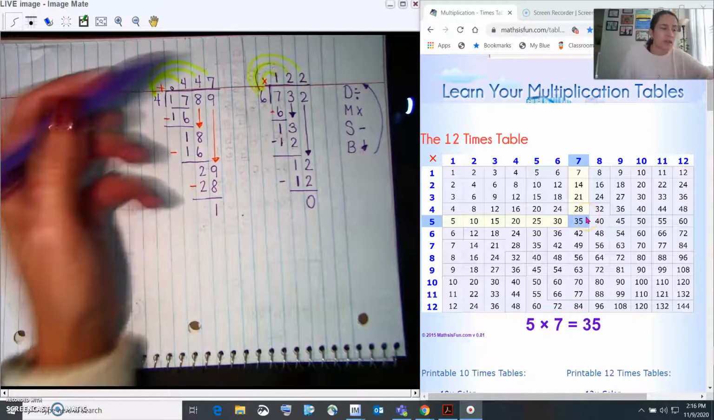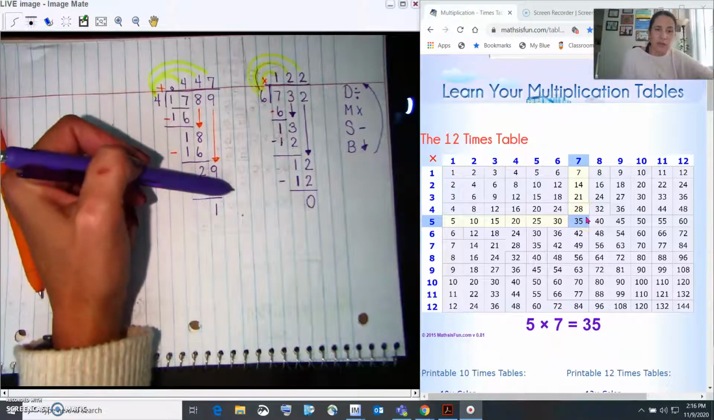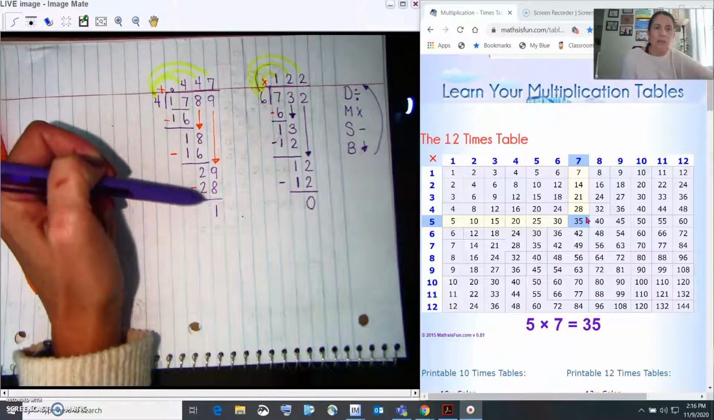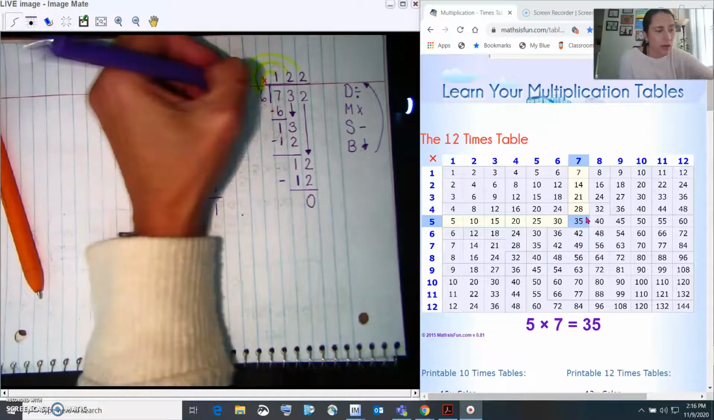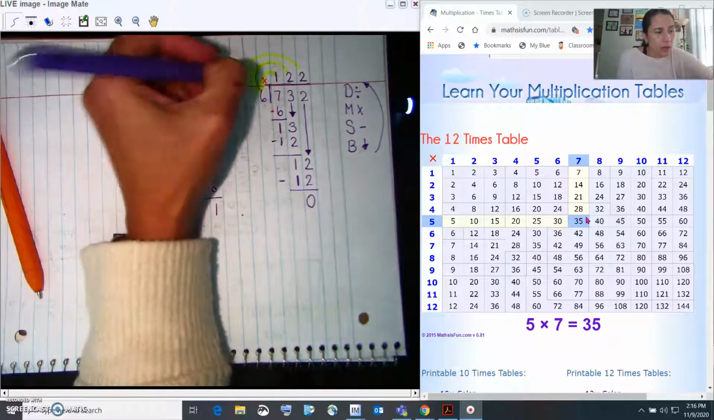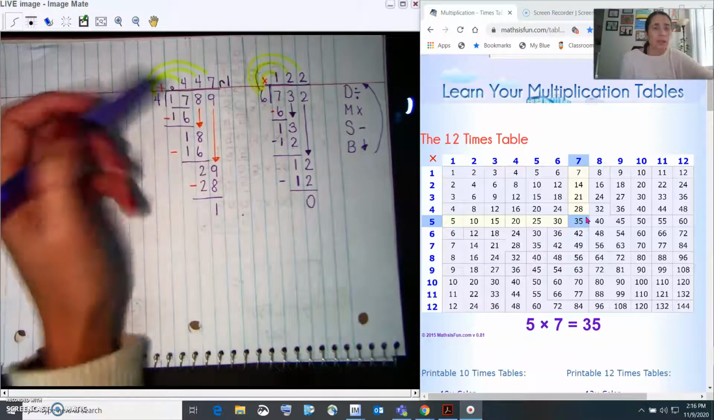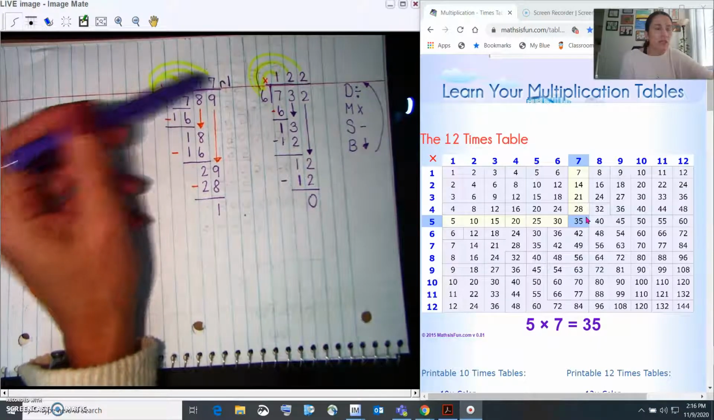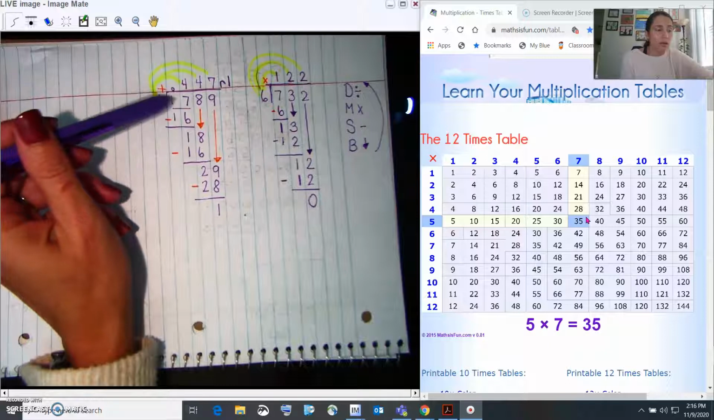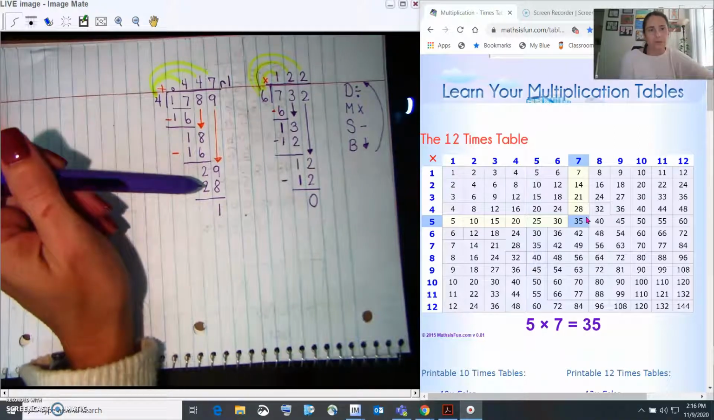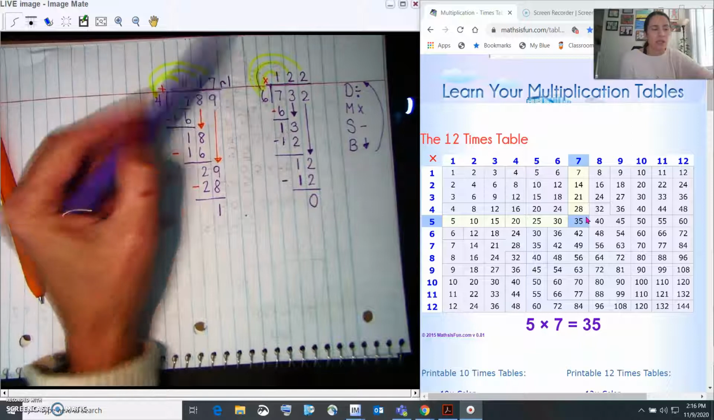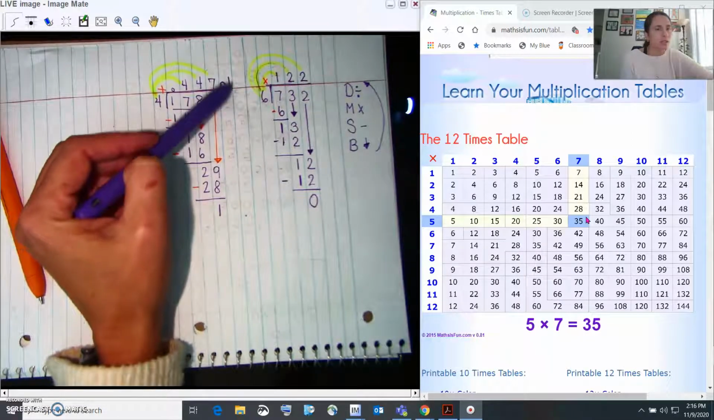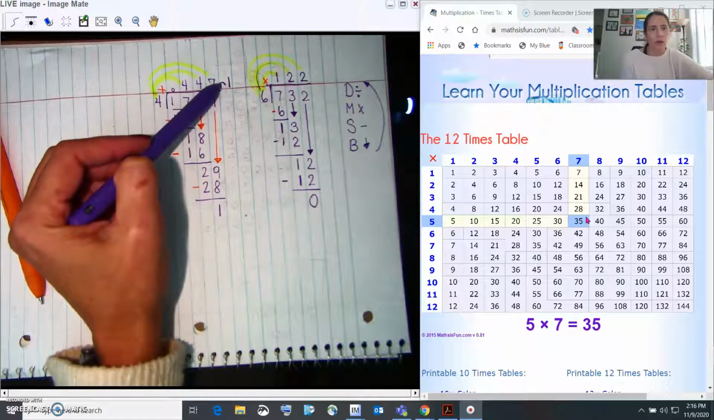So now I've got to ask myself, is there anything left to bring down? Nope. Can 4 go into 1? Nope. So that means that is our remainder. So we put our remainder up here, remainder 1. So what this is telling us is that we can have 447 equal groups of 4 with 1 left over. So that it doesn't go evenly. This goes evenly. There's nothing left over. This one with the remainder means there's 1 extra. We can't make another group of 4.